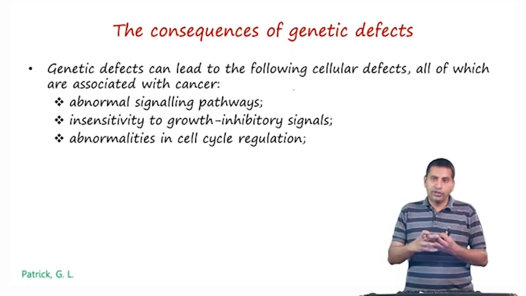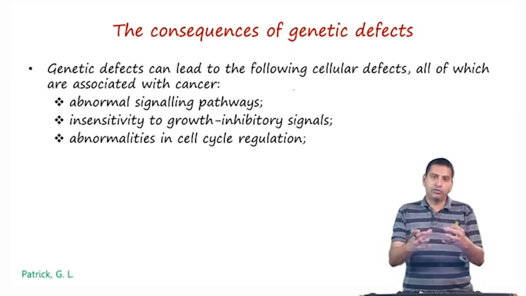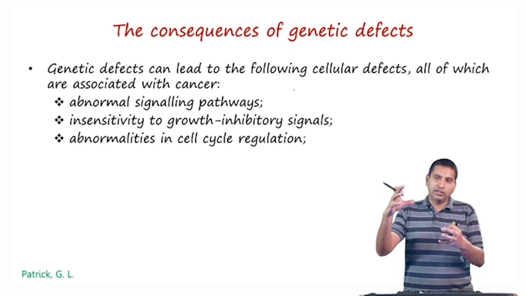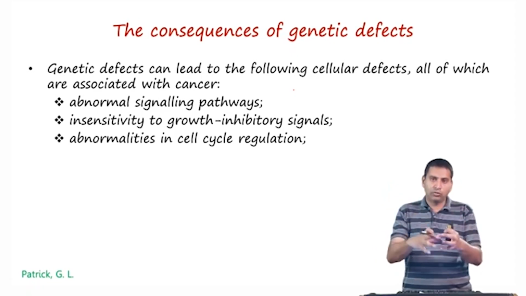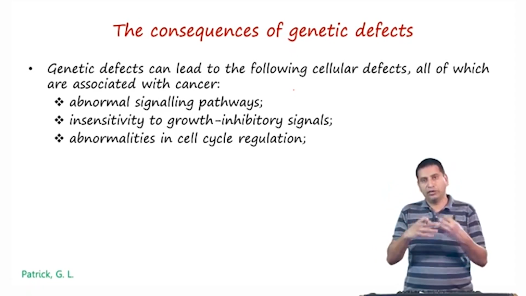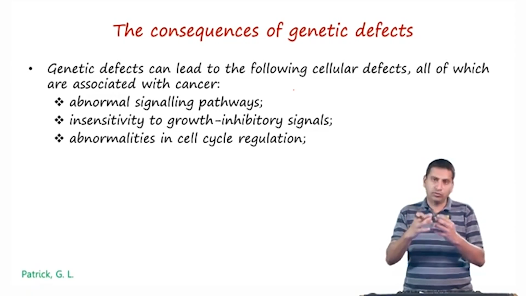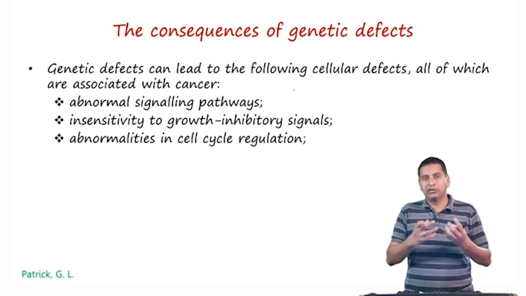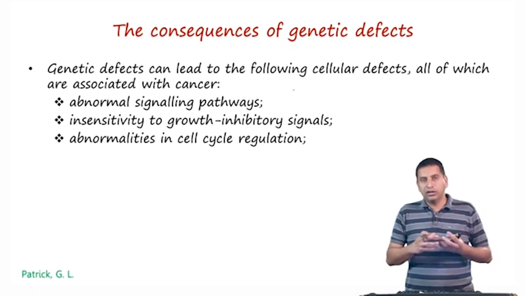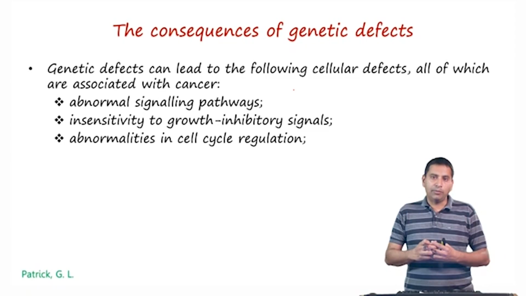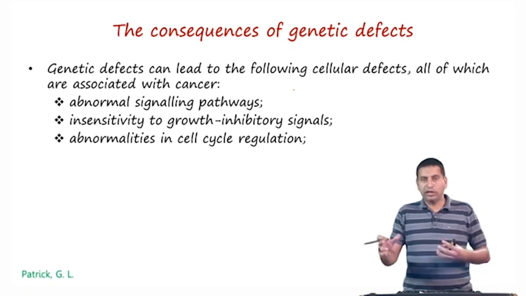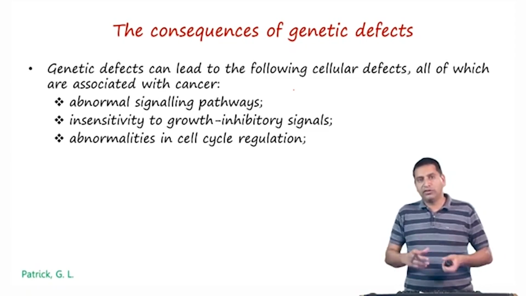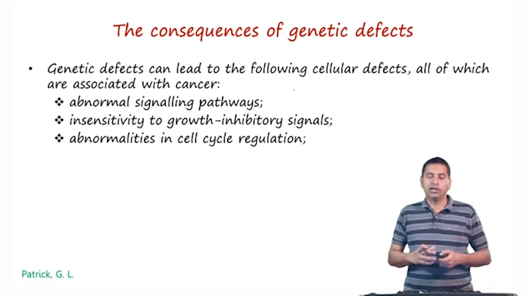So, as we discussed earlier, an intricate process of cell growth occurs where there are signals sent out to slow down growth, there are signals sent out to differentiate, there are signals sent out for apoptosis. So, when there is a signal given to inhibit growth, these genetic defects can actually make the cell insensitive. There is also another possibility that it leads to abnormality in cell cycle regulation. We will look at it later about what cell cycle is and how it can be abnormal.